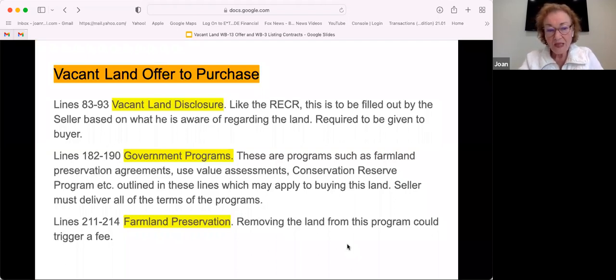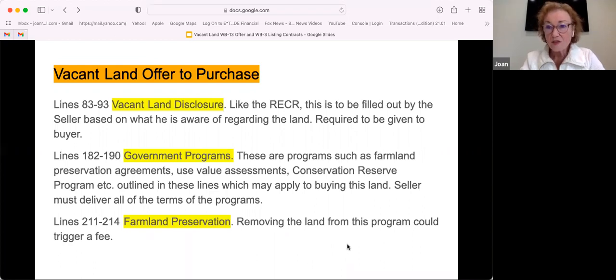Under the vacant land offer to purchase, these are the particulars that are going to be different. And as I said, I've identified them by lines only, so I'm not referring them to the whole contract at this point. So the first one that stands out is it reminds the buyer that in the offer to purchase, it reminds the buyer there is a vacant land disclosure, sort of like the wrecker, that the buyer should know about prior to writing the offer.